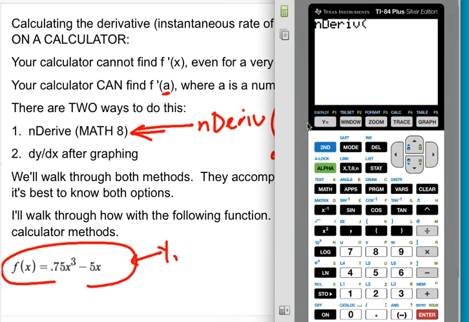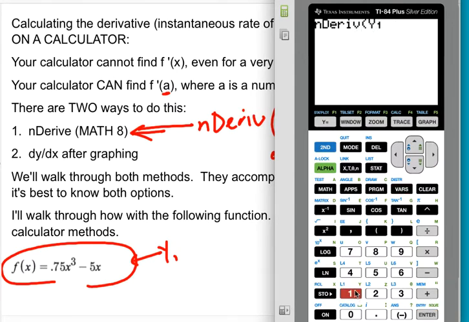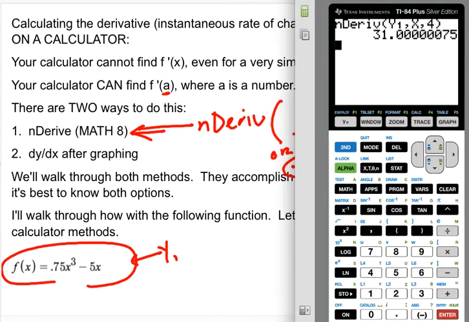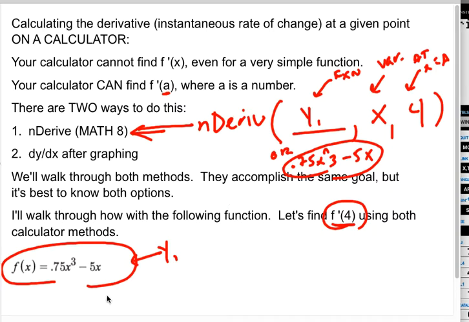If I want to get to the y-vars, I'm going to go to vars. I'm going to go over to y-vars. I'm going to pick function, and I'm going to pick 1. The comma is its own button right above the 7: with respect to x, comma, at 4. And if I hit enter, it's going to tell me that the derivative of this function evaluated at 4 is approximately 31 point bunch of zeros, so I can say 31.000. So f prime of 4 was approximately 31.000.